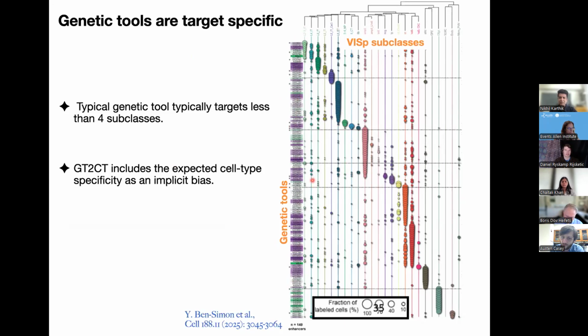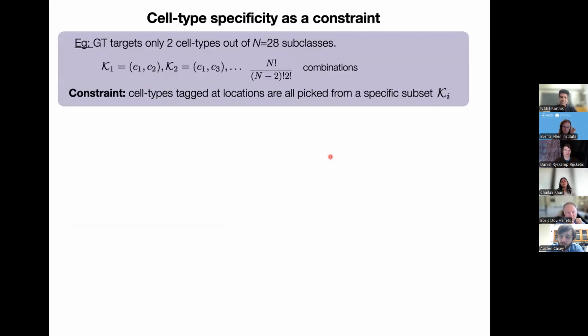As you can see, if you look along a specific enhancer, only maybe 1 or 2 subclasses have a substantial fraction, maximum 4, and very small fractions of the others are getting targeted by a tool. So cell type specificity is now included as part of G2 to CT as an implicit bias. We wanted to include that as a constraint in the algorithm.